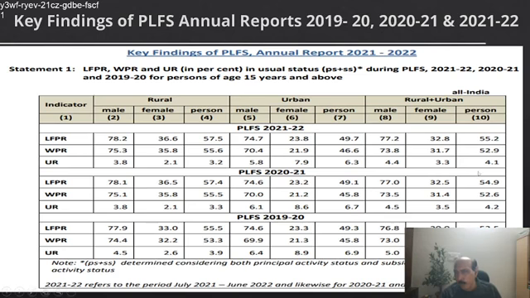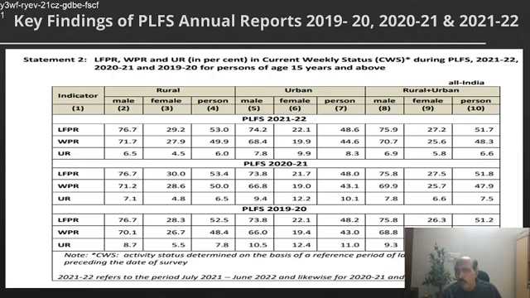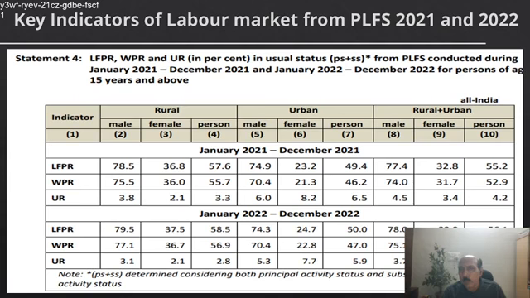So PLFS surveys are showing a declining unemployment rate using the usual status for all ages. Taking into account the weekly status, again the trend is the same. Of course, the rate of unemployment is quite high, 8.8%, 7.5% and 6.6%. But the trend is declining. The trend is declining because the labor force participation rate and work participation rate are increasing over a period of time, which led to a fall in the unemployment rate.